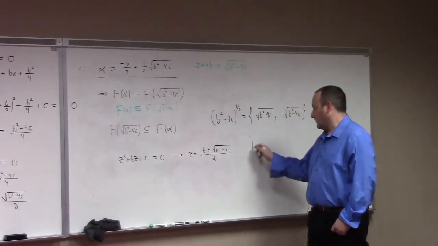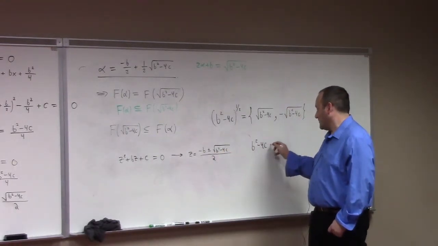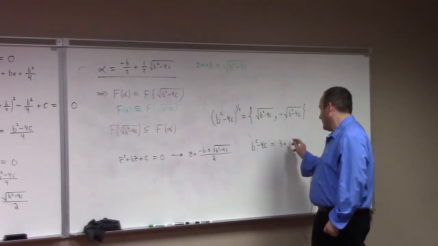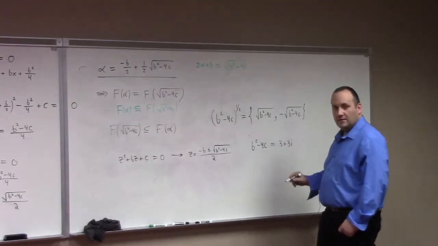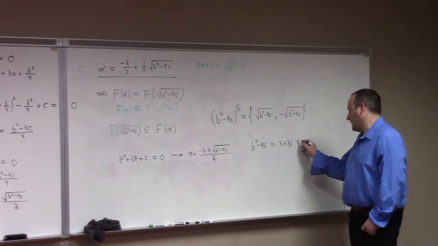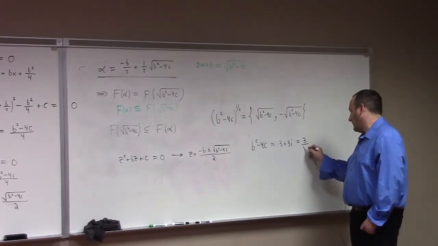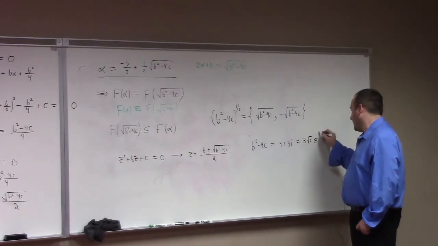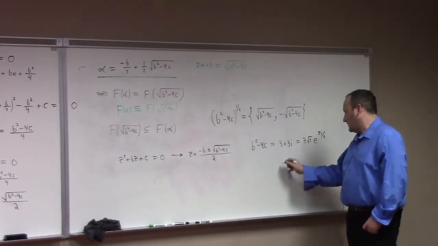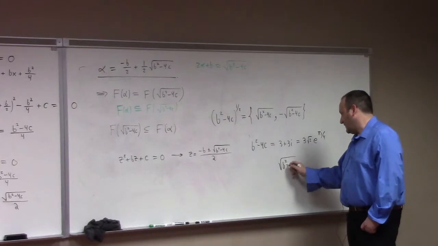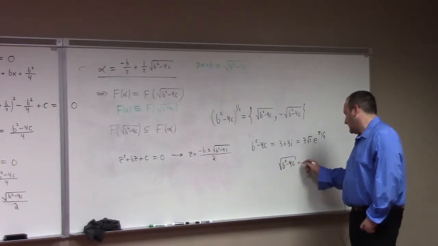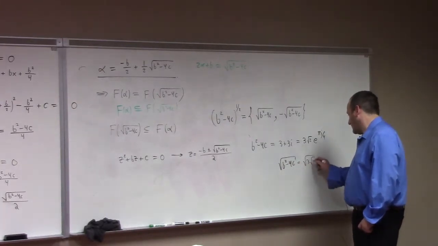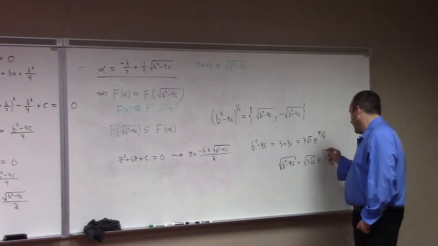So like if b squared minus 4c is, let's say, 3 plus 3i, you've got to look at that as 3 root 2 times e to the pi i over 4, right? And so the principal root of b squared minus 4c, what is it? It's the square root of 3 times the square root of 2 times e to the pi i over 8.